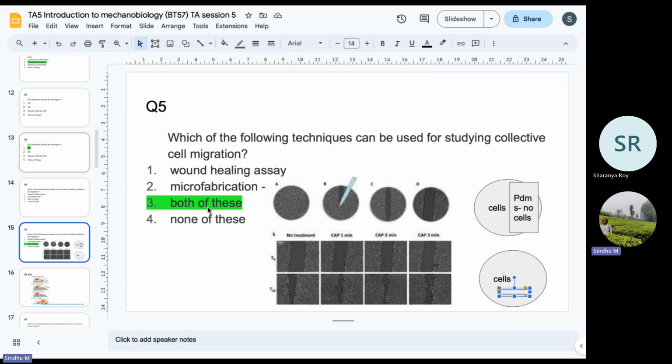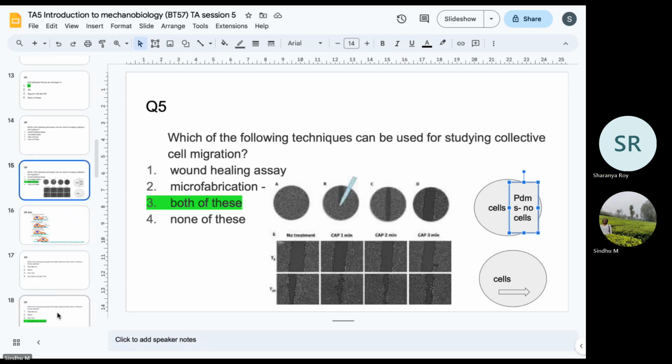Now is it clear? Okay, so the microfabrication method is carried out by the PDMS. Yes. And wound healing is normal only for the normal cells. Yes. Okay. Now it's clear. Okay.